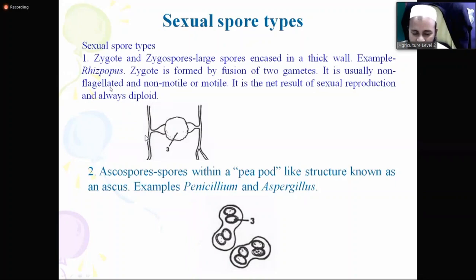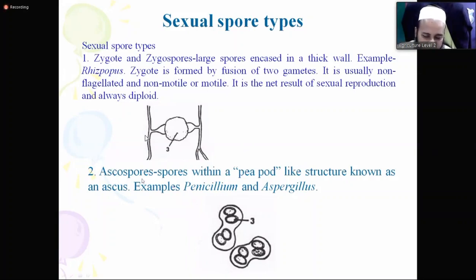It is usually non-flagellated and non-motile or motile. It is the net result of sexual reproduction and always diploid. When a zygote is produced, it comes from two different gametes that fuse together, so they are diploid. They are not haploid. And sexual spores are not produced much, only a few sexual spores are produced in their life cycle.